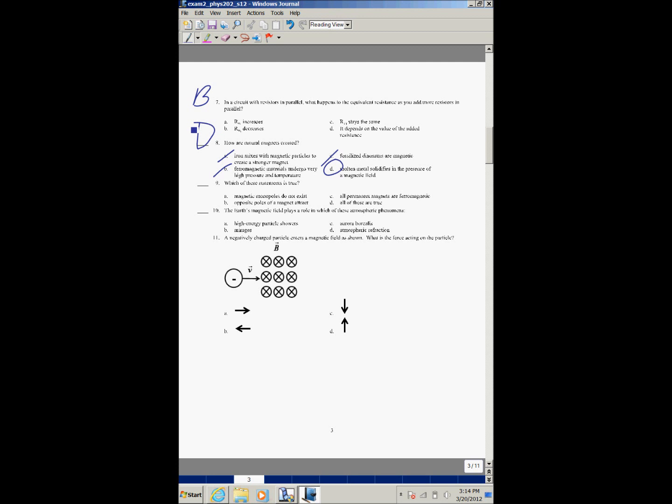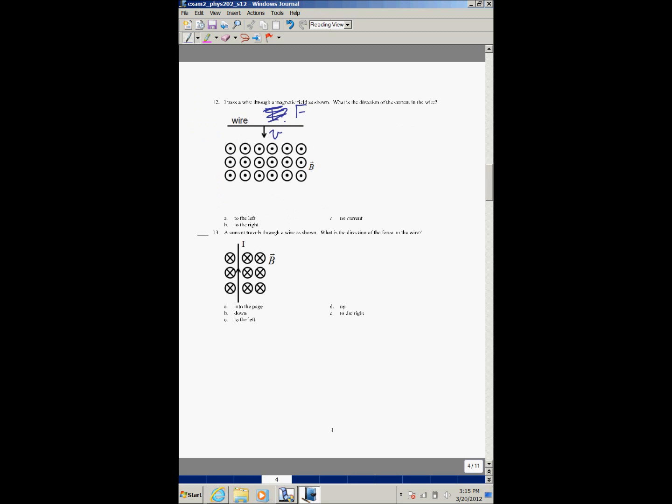So it's D. Which of these statements is true? Magnetic monopoles do not exist. That's true. Opposite poles of a magnet attract. That's true. All permanent magnets are ferromagnetic. That's true. So it's D.